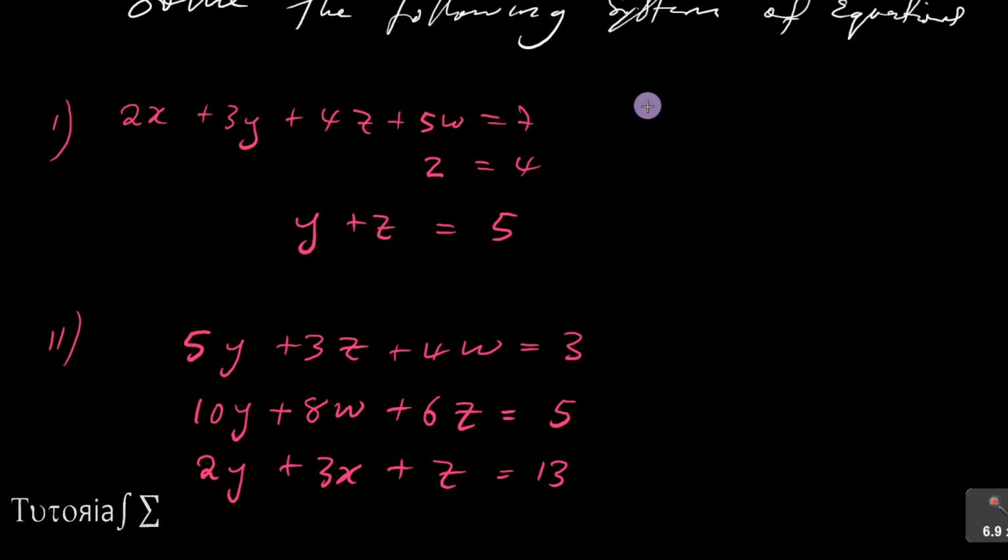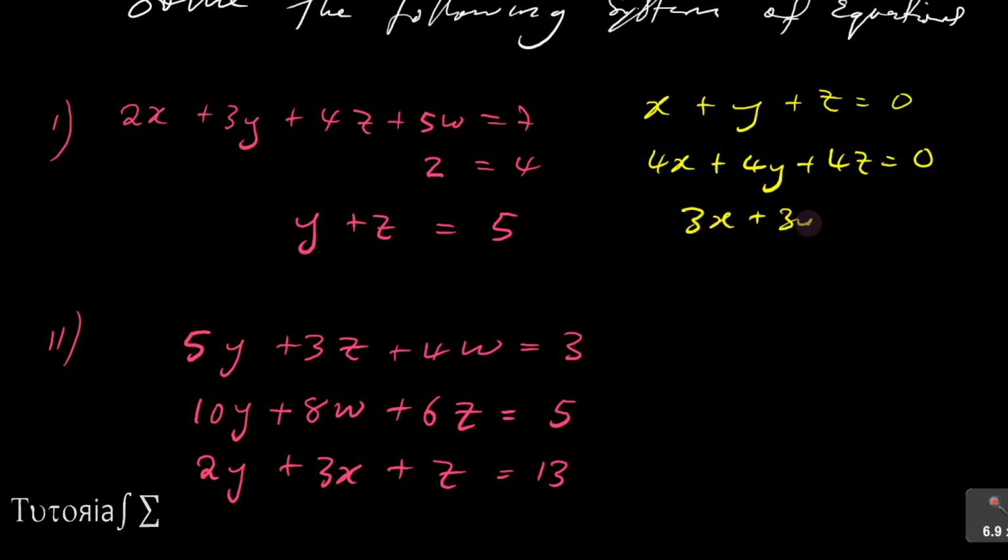So we have this. Then we have x plus y plus z equals 0. We have 4x plus 4y plus 4z is equal to 0. We have 3x plus 3y plus 3z equals 0.